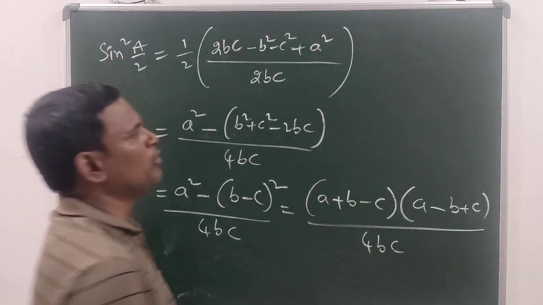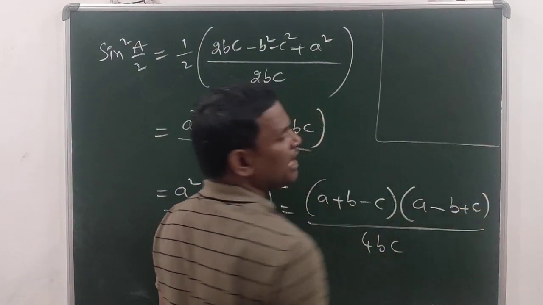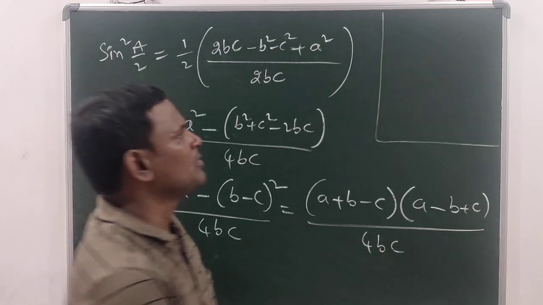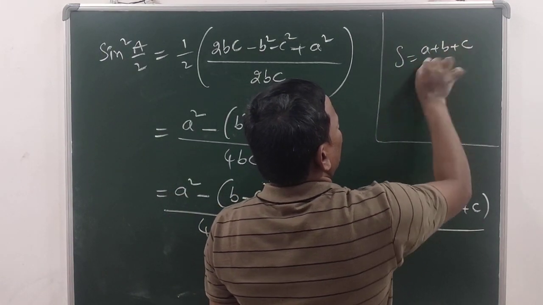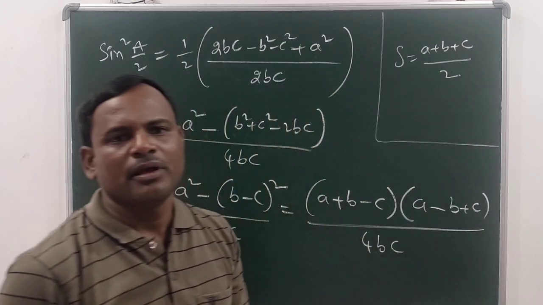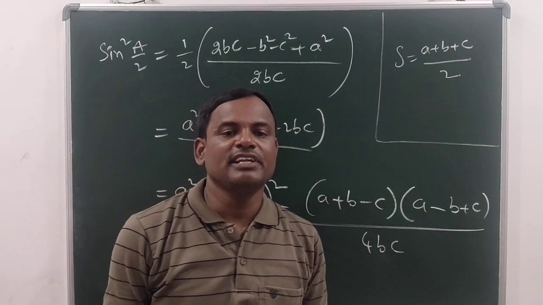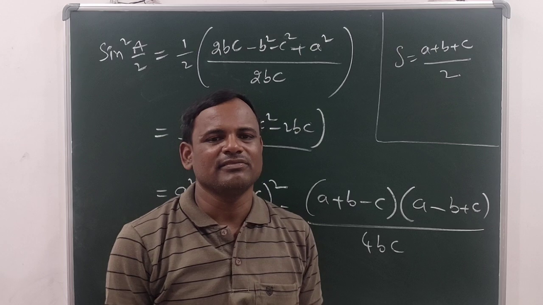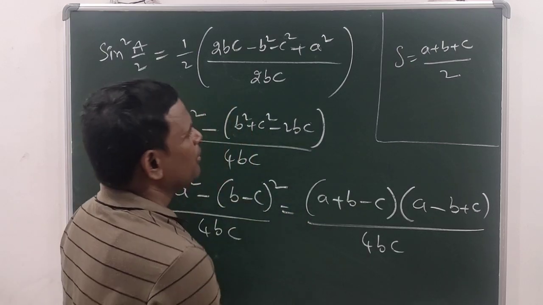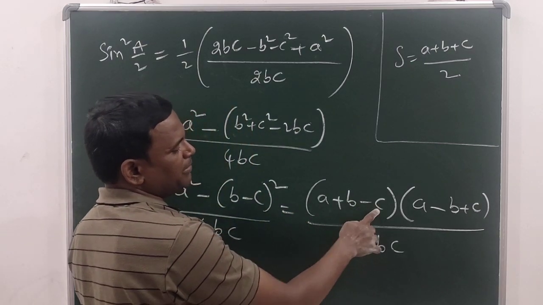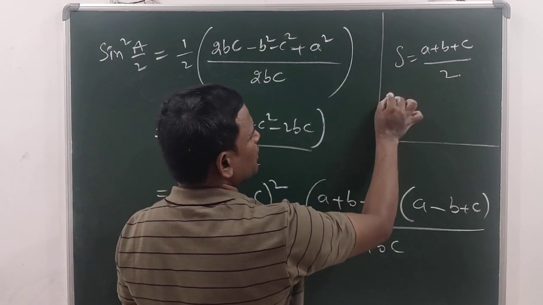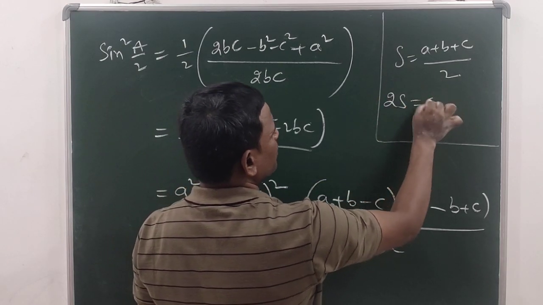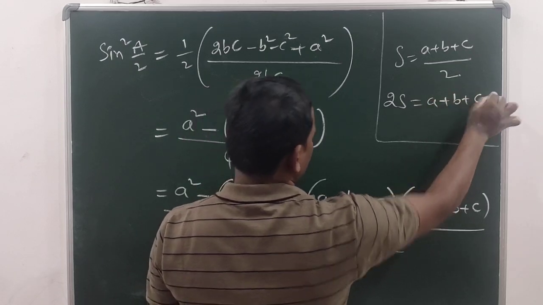Okay? You know, students, as per the notation, S is called what? Half of the perimeter of a triangle. That is called semi-perimeter. So you know here a plus b minus c we require. So take this 2 to the left side, so that you will get 2S equal to a plus b plus c.